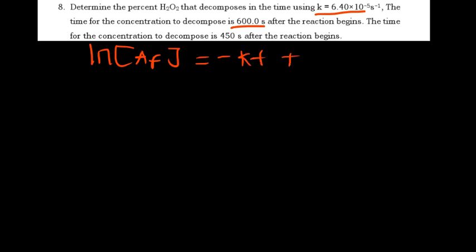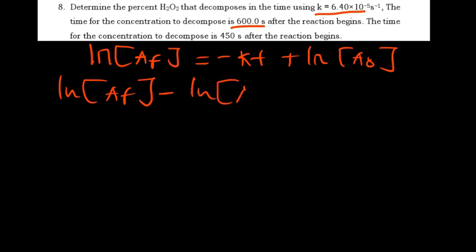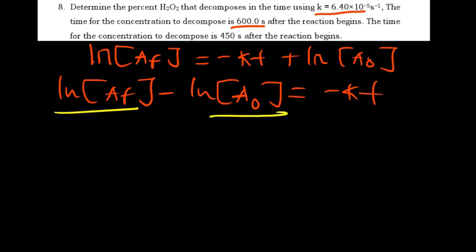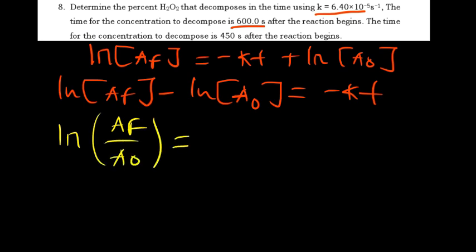Now if you look at the integrated rate laws, an integrated rate law is the only equation that combines the value of K, time, and the concentration. So it's the natural log of the final concentration being equal to negative kt plus the natural log of the initial concentration. Now if you bring the final and the initial to the same side, it becomes a minus. Now if you've done your logs, you know that when you're subtracting two logs with the same base, you can combine the log and then divide the values. So you end up with ln of A final over A initial being equal to negative kt.